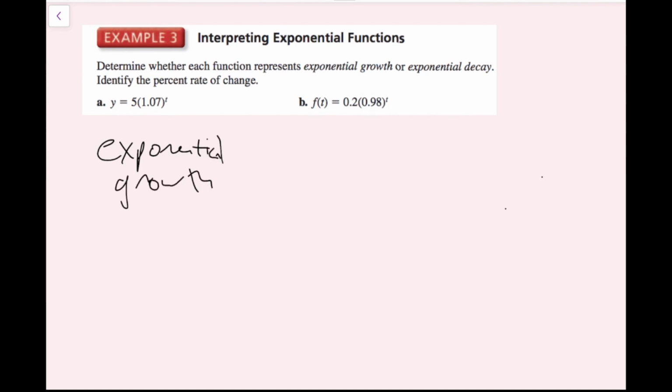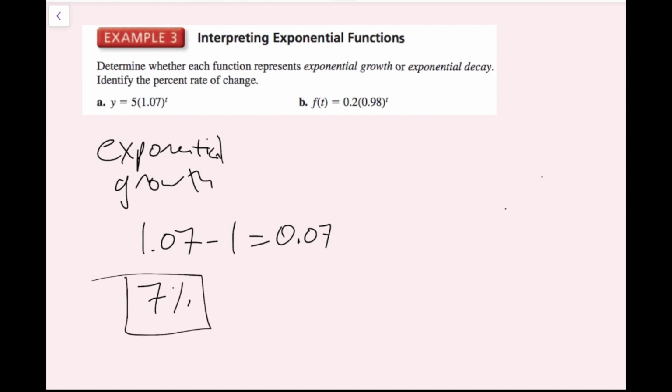Okay. And then to figure out the percentage rate of change, all I have to do is this number minus 1. Okay, so 1.07 minus 1 equals 0.07. And as a percent, 0.07 is just 7%. So my percent rate of change is 7% here. So this is an exponential growth function with a percent rate of change of 7%.